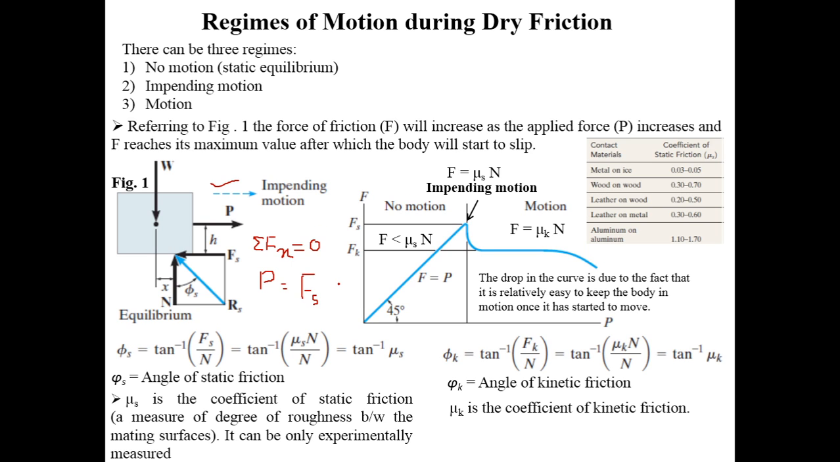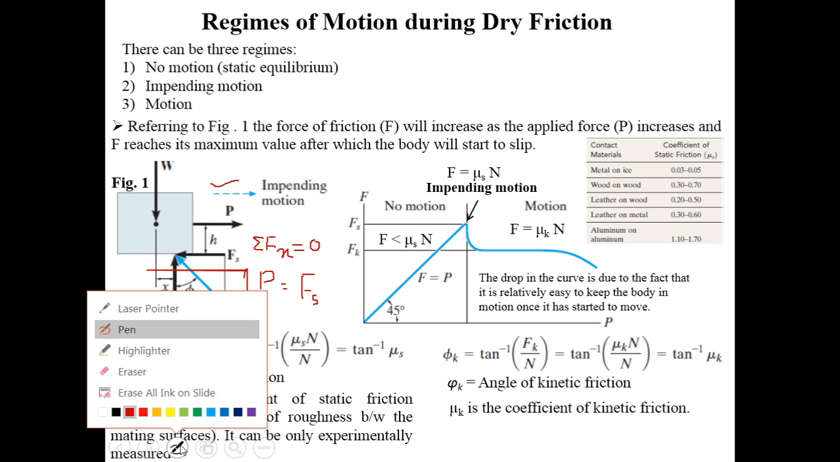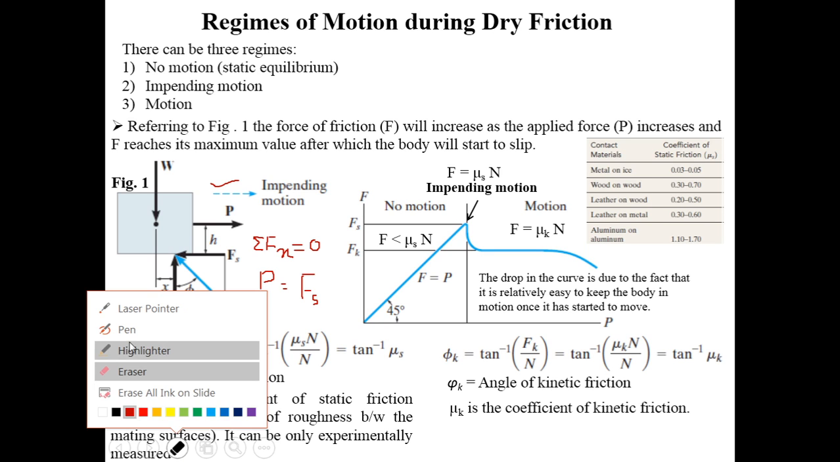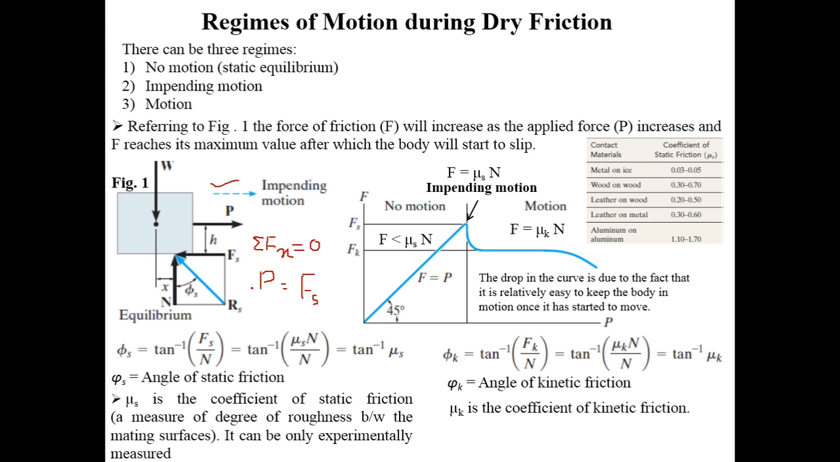P is equal to Fs. So if you increase the value of P, what is going to happen? The value of Fs will also increase accordingly. So if this P increases, this Fs also increases, and that is why this straight line is given here. So if P increases, F increases.